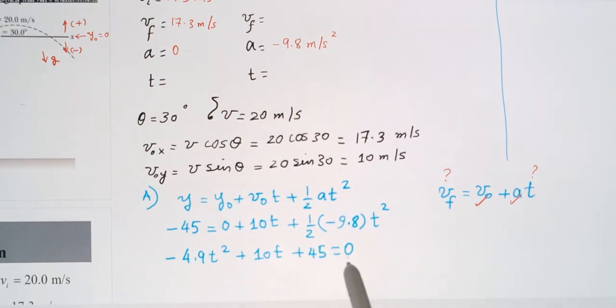After this equation, it's math. It's no more physics. So the physics is how to write this equation. So can somebody solve it for me and give me the two roots?